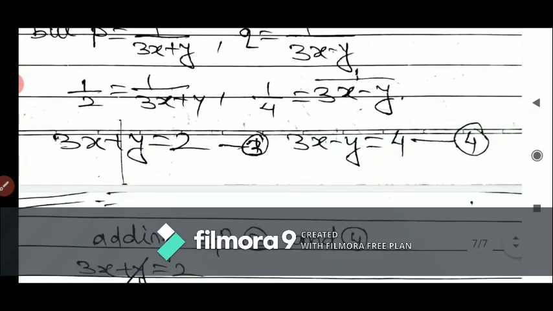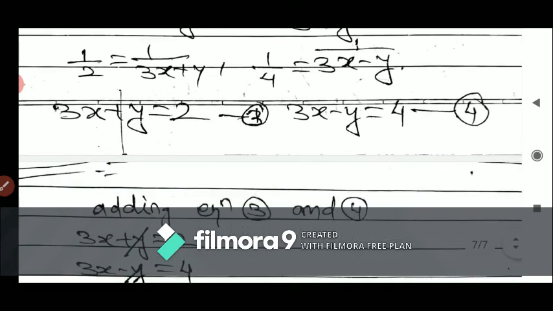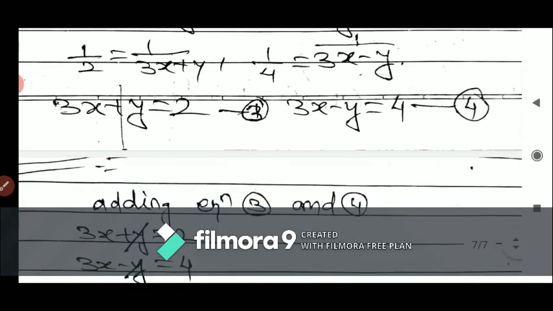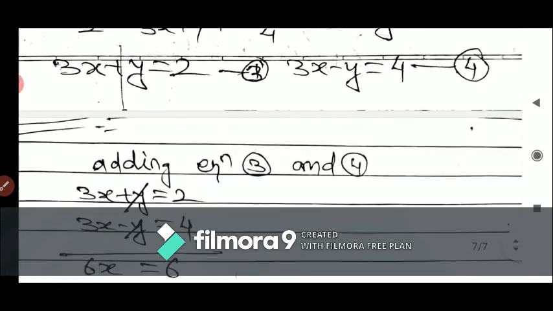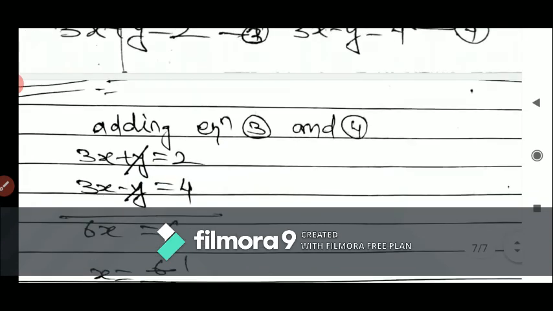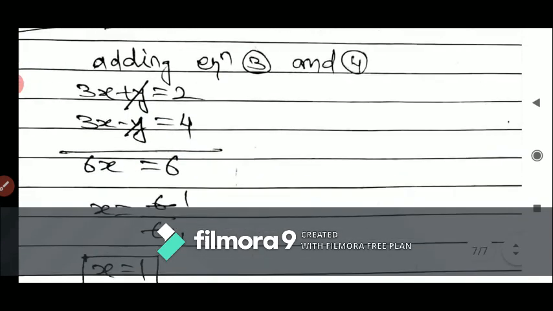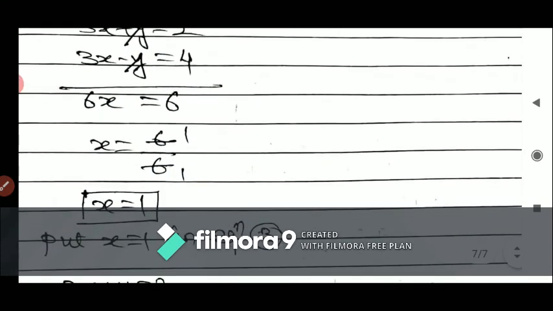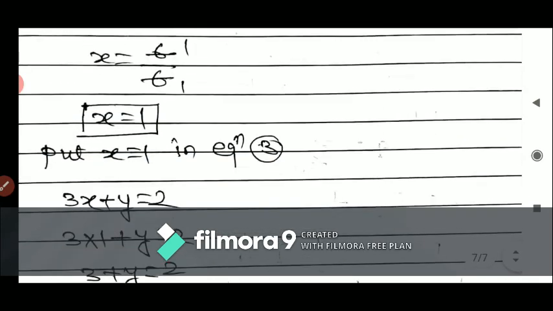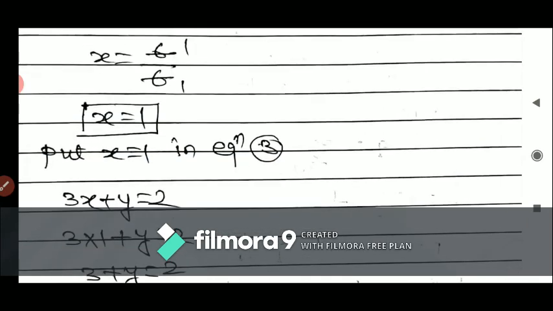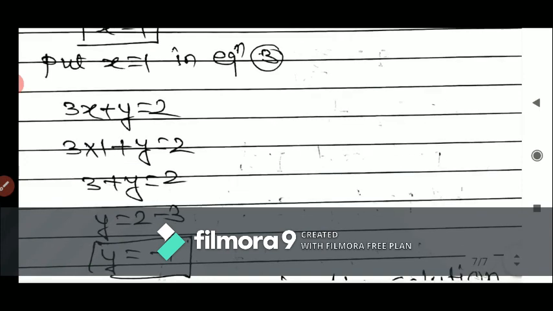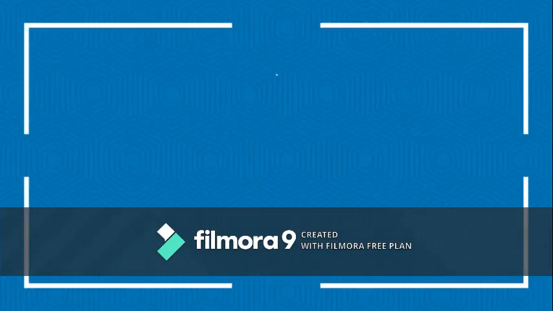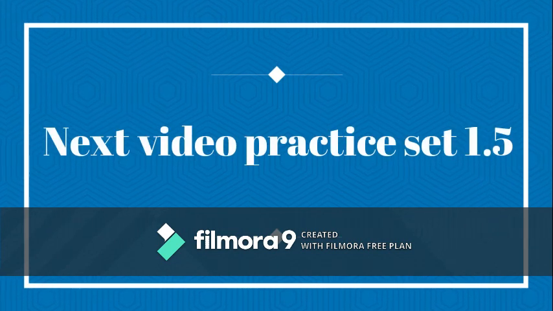Again solving these two equations, that means adding equations 3 and 4, the coefficients of variable y are equal and opposite, therefore we add them. 6x is equal to 6 and solving it we get x is equal to 1. Put x is equal to 1 in equation 3, and by solving we get y is equal to minus 1. Therefore the solution of that equation is 1 comma minus 1.